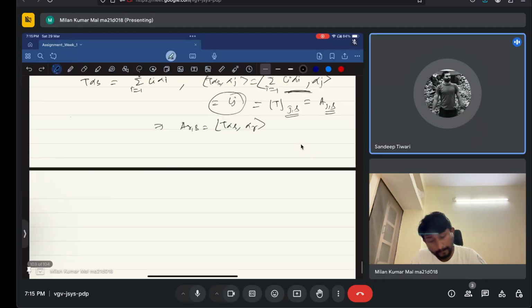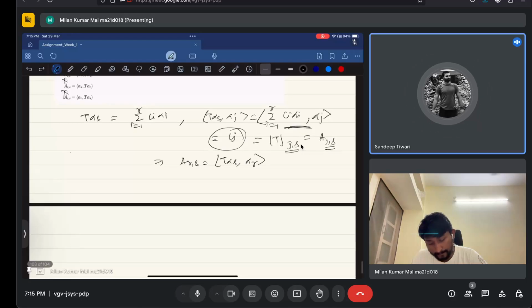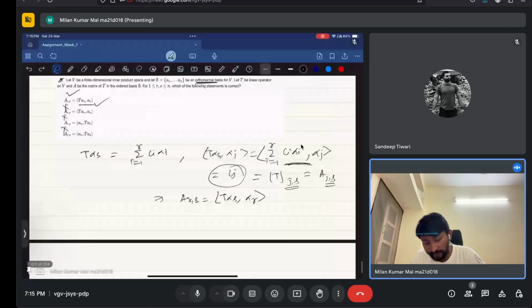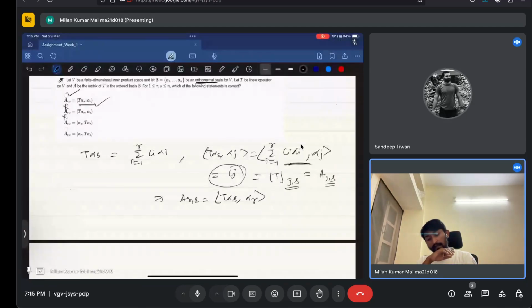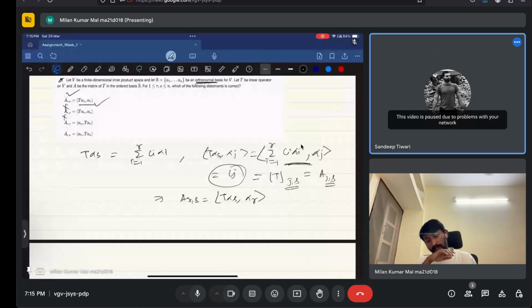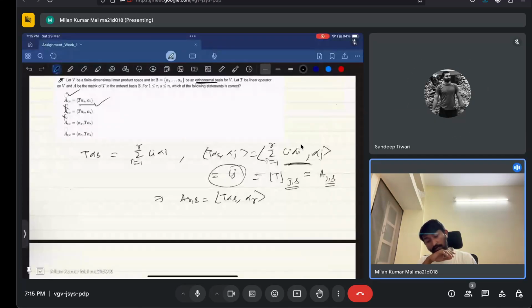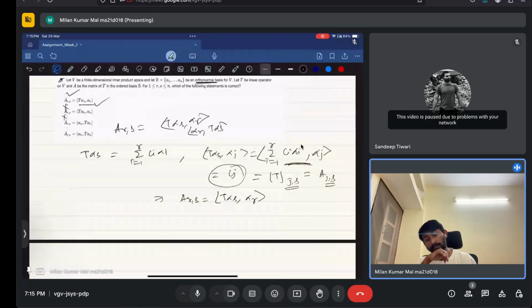Yes, the last option is also correct. I think the last option is obviously correct. Sorry, I was thinking all are given correct. No, no, the last option is not correct. Look at A R S, it is equal to the inner product of T of alpha S with alpha R, right? That will be alpha R inner product T alpha S only when this is real.